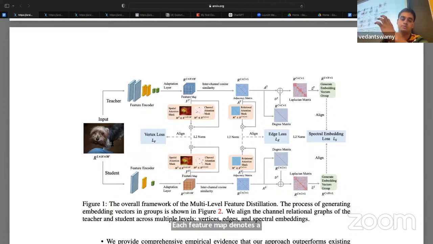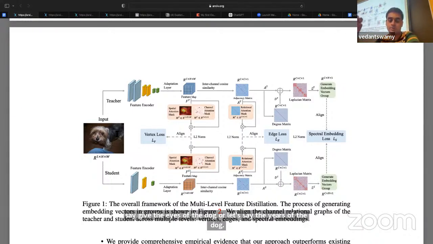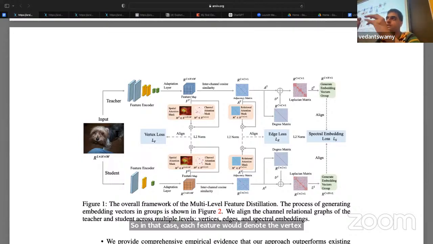Let's say a feature map could give the eyes of the dog, or let's say the ears of the dog. In that case, each feature would denote a vertex, and the weight between two vertices would be how similar these two features are inside the image. So that's an example of how it would be in the case of an image.